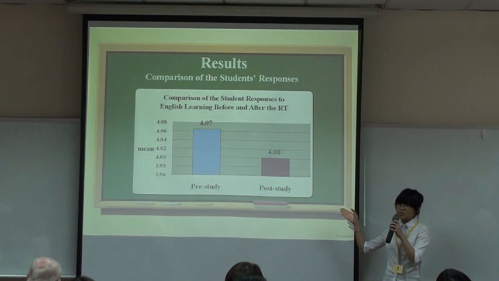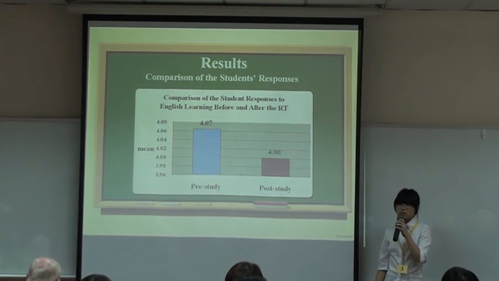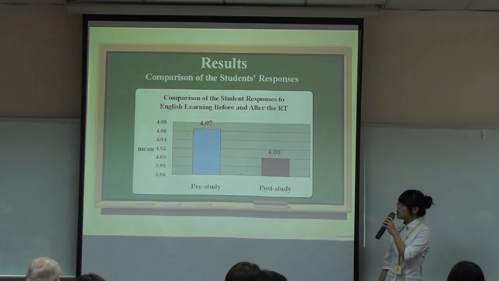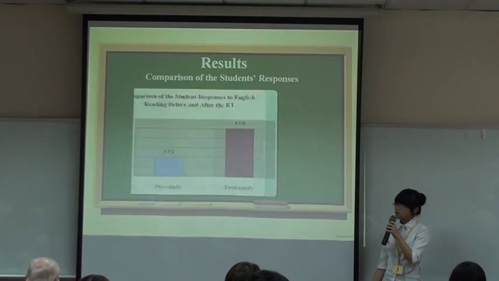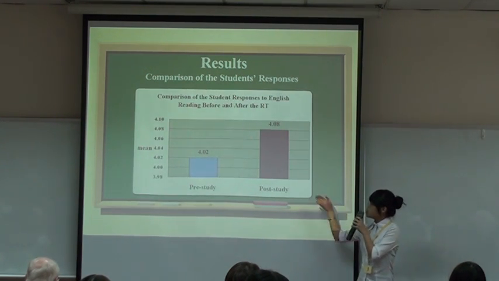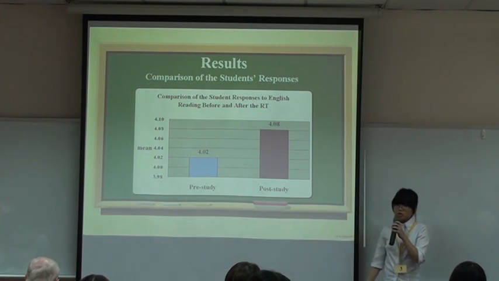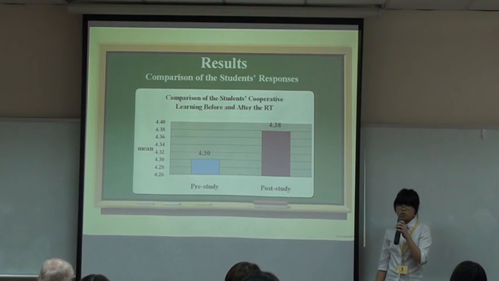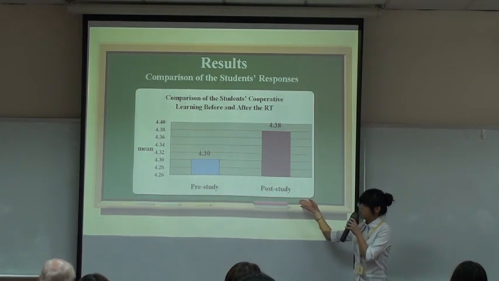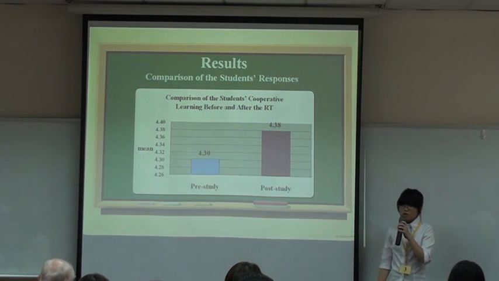Comparison of the student responses. This section presents the student responses after 44 days of RT. According to this bar chart, the mean score of pre-study was higher than that of post-study. According to this bar chart, the mean score of post-study was higher than that of pre-study. The reorganized RT could increase and improve the students' motivation of reading English books. According to this bar chart, the mean score of post-study was higher than that of pre-study. The reorganized RT raised the students' cooperative motivation.